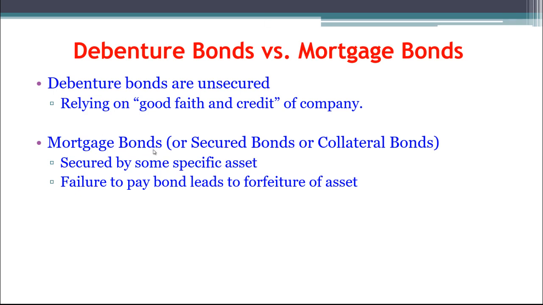Mortgage bonds, on the other hand, also known as secured bonds or collateral bonds, are secured by a particular asset, and if the company fails to pay, you can easily go through the courts and seize that specific asset. So you have a much higher rank in the claims.